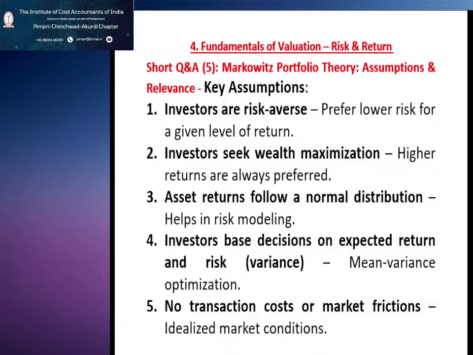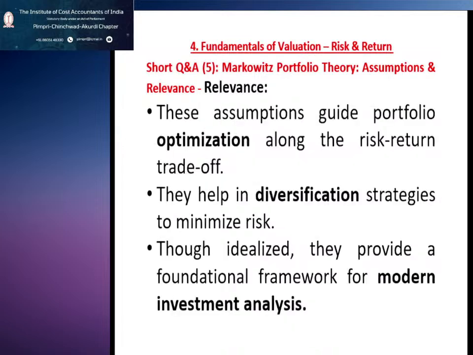Then we touched upon Markowitz's portfolio theory, the assumptions and the relevance. The key assumptions in the MPT, that is, modern portfolio theory, are that investors are risk averse, investors seek wealth maximization, asset returns follow a normal distribution, and investors base decisions on expected return and risk variance, so mean variance optimization. The last assumption is no transaction costs or market frictions, which is the idealized market condition. The relevance of these assumptions is that they guide portfolio optimization along the risk-return trade-off. They help in diversification strategy and to minimize the risk. Though idealized, they provide a foundational framework for modern investment analysis.